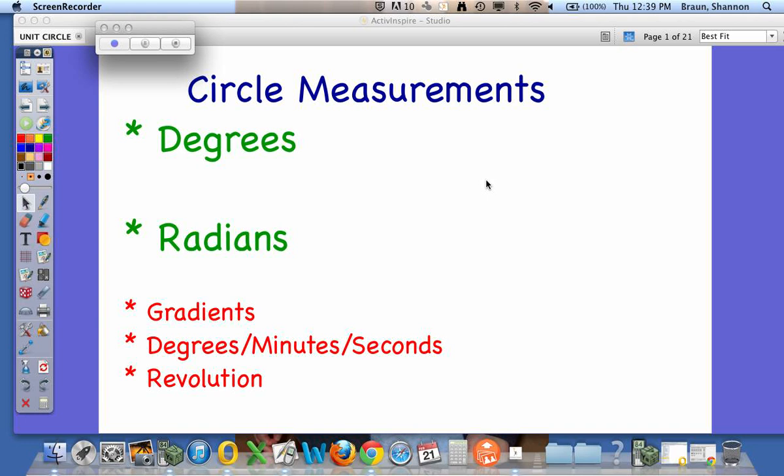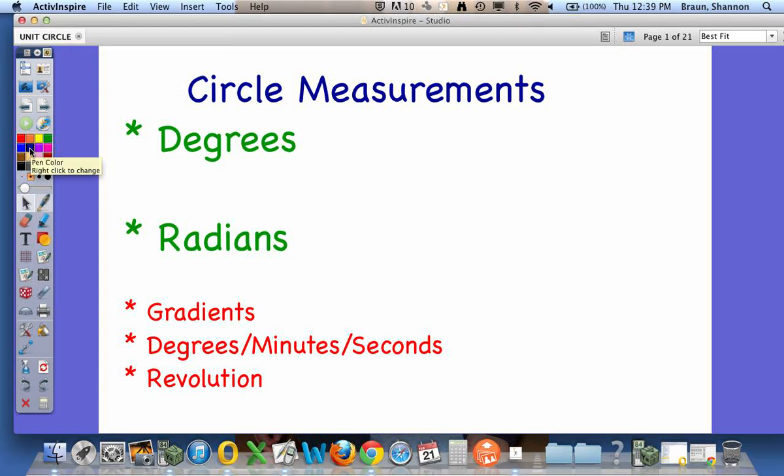But if you notice, I have two of them in green, and those are the two that we're going to focus on. We're used to seeing measurements in degrees. How many degrees is in a full circle? 360. Okay.